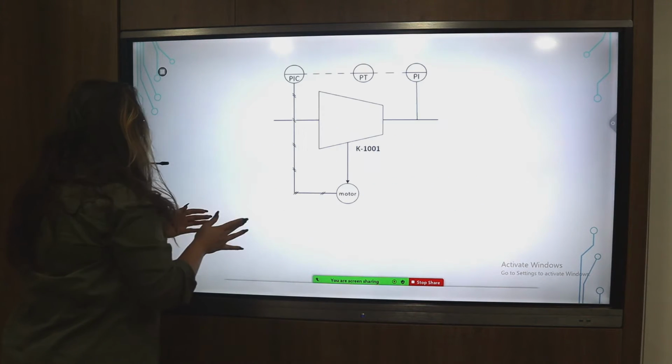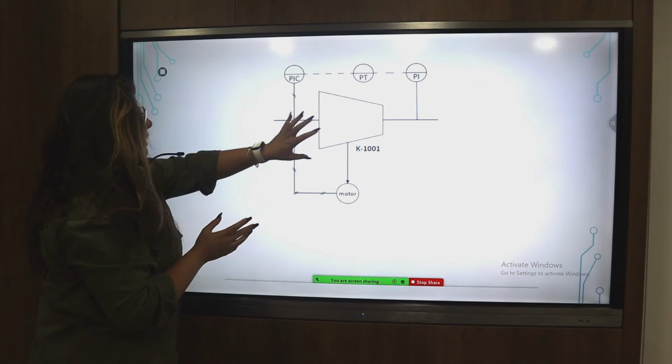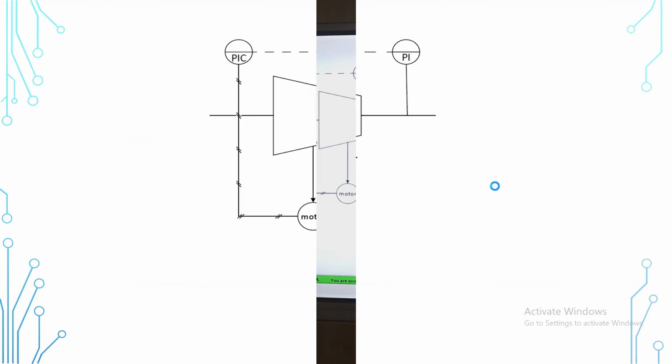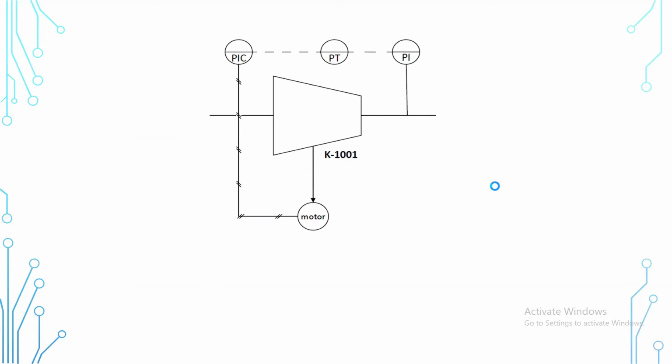Now, I'm going to explain it here. For example, we have a compressor. We will have a PI, a PT, and a PIC. What are those? PI is pressure indicator, PT is pressure transmitter, and PIC is pressure indicator controller.